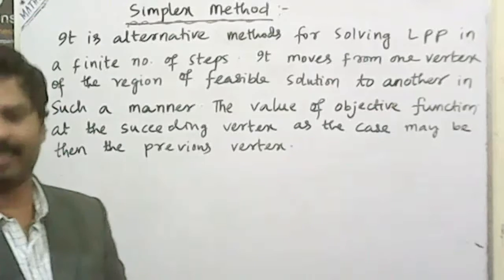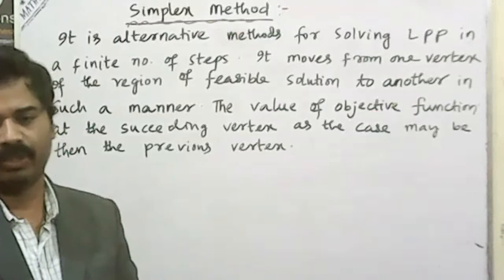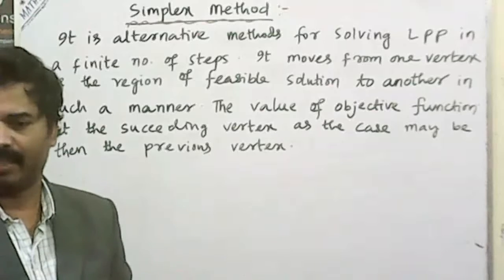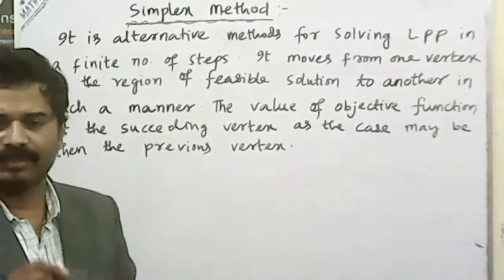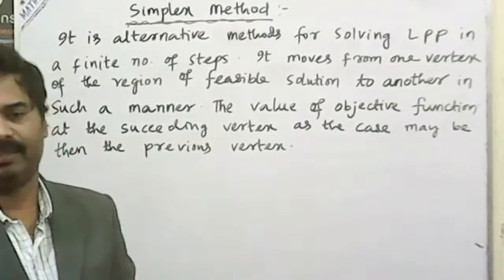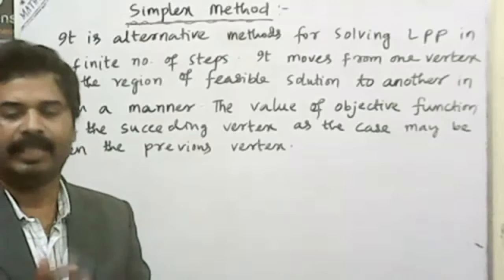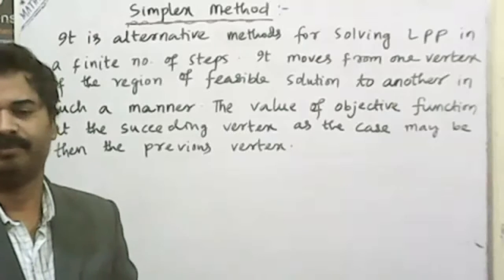It moves from one vertex of the region of feasible solution to another in such a manner that the objective function at the succeeding vertex may be better than the previous vertex. It gives the value which is a solution of feasibility.